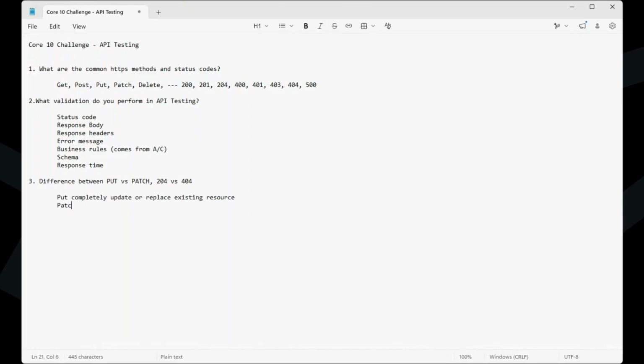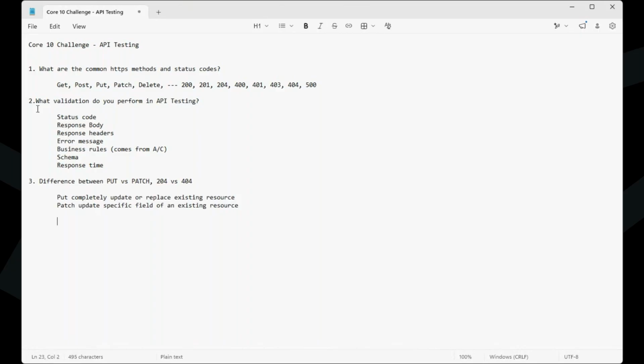PATCH also updates, but it's not replacing. It updates a specific field of an existing resource. So you can say it like this: PUT completely updates or replaces an existing resource, whereas PATCH updates a specific field, a partial update.